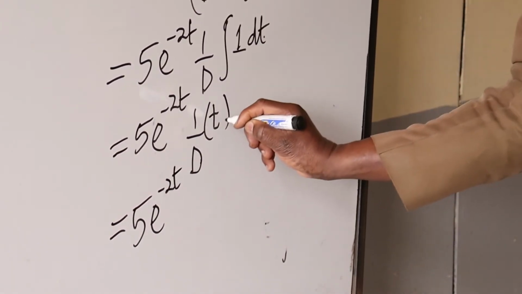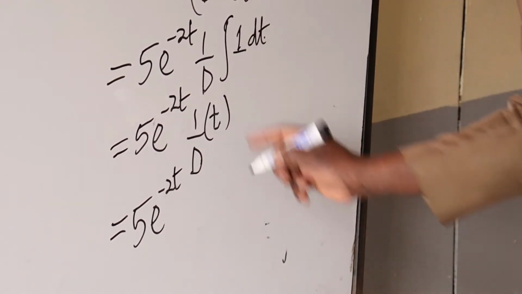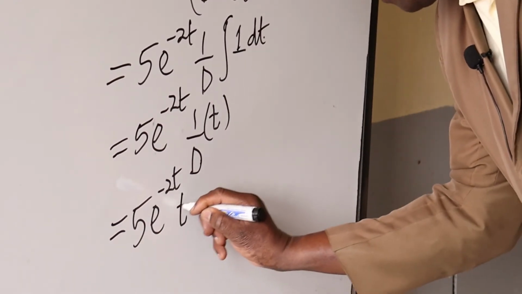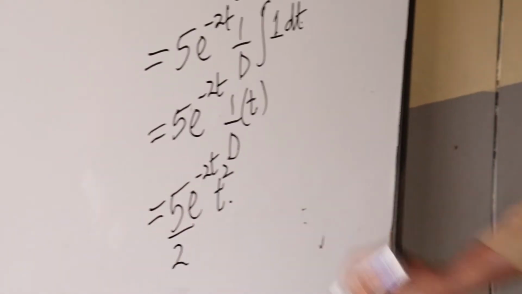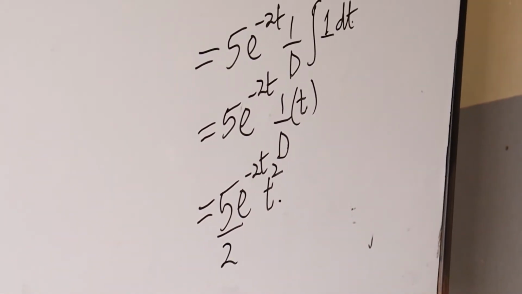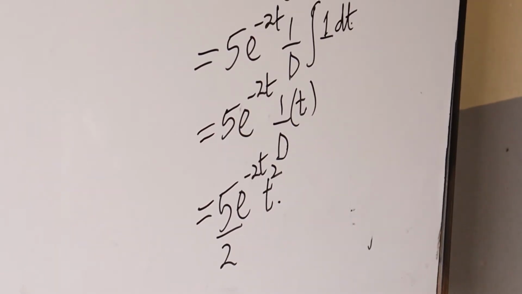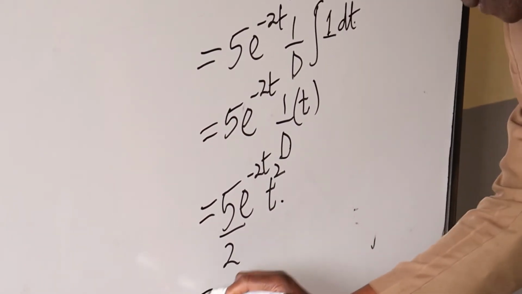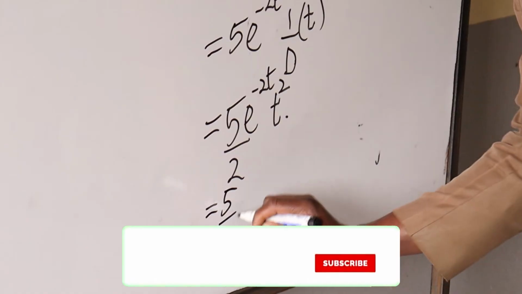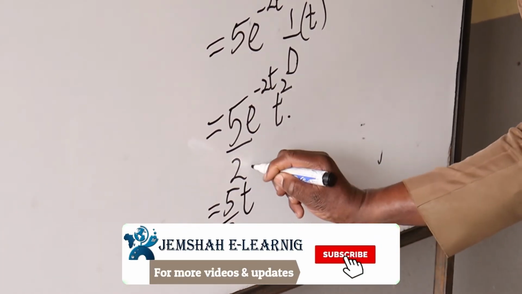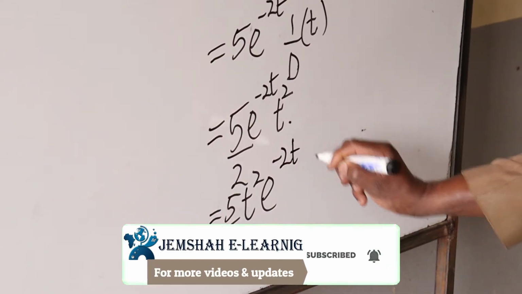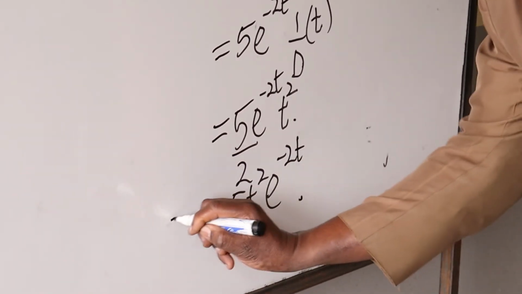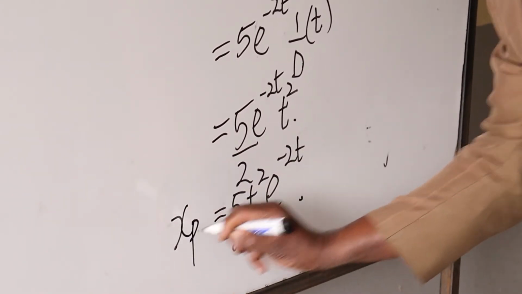1 over D times t is the integral of t. And when you integrate t, we get t squared all over 2. So the expression for xp is now equal to 5/2 t squared e^(-2t). That is the expression for our particular integral.